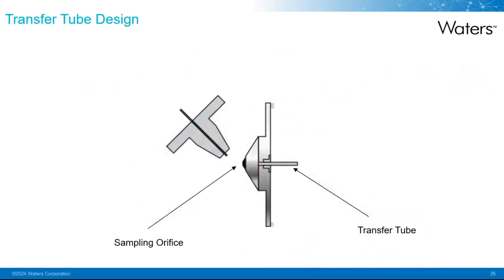Once through the sampling orifice, some designs use a tube after the initial orifice to assist with further desolvation and to transfer the ions into the vacuum region of the mass spec system. One downside of this design is that the tube could become blocked with non-ionic species from the sample and may require cleaning or replacement.